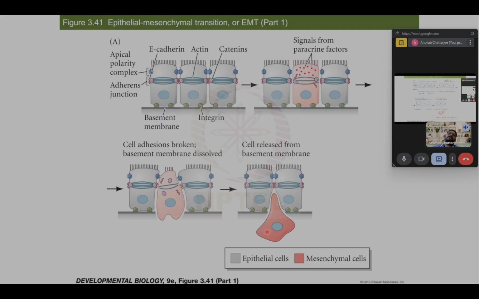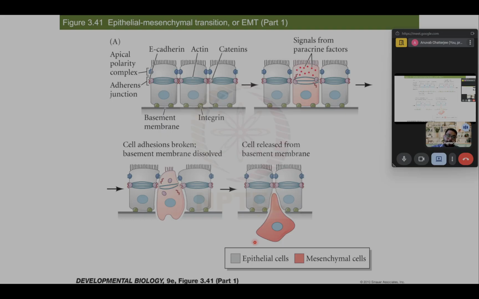which are essentially cells from the top or the dorsal part of the neural tube, which undergo EMT or epithelial to mesenchymal transition to form the neural crest, and these cells then populate different parts of the body, forming various pigment cells, traveling to different parts of the body, forming different structures.